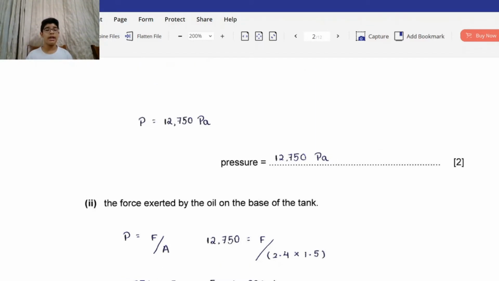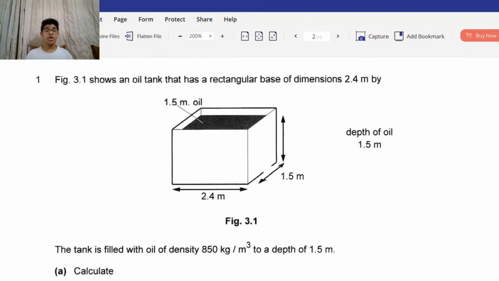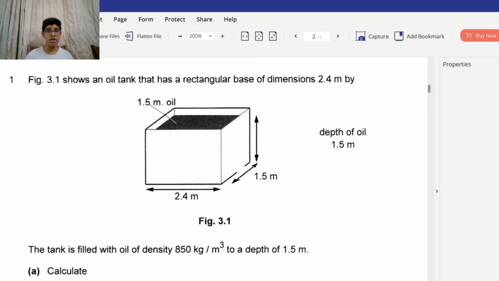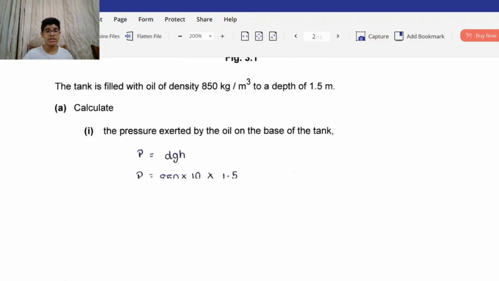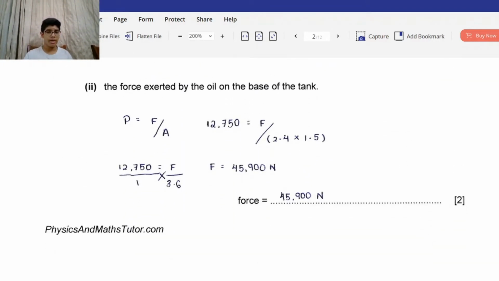Area is basically length times width. So now the base of the tank. So we're just going to calculate the base area of the tank. How will we do that? As you can see, you have 2.4 and 1.5 down there. We're going to multiply them together because area is length times width.